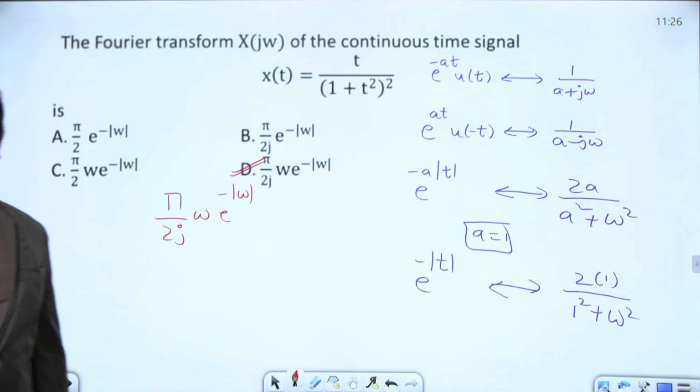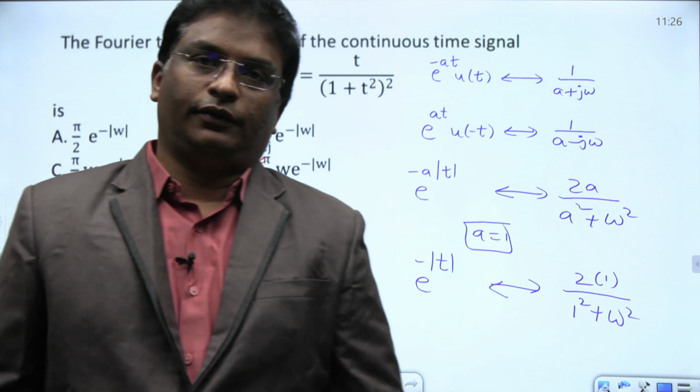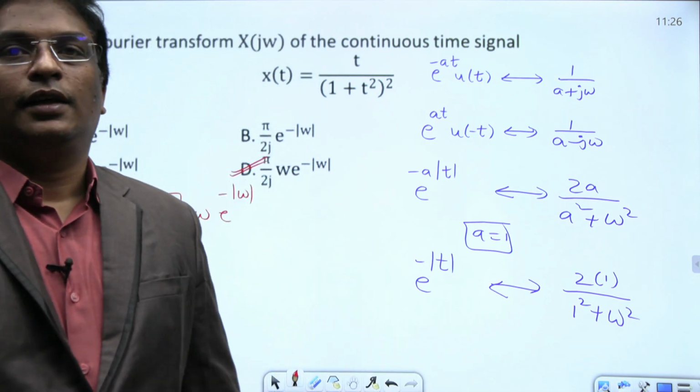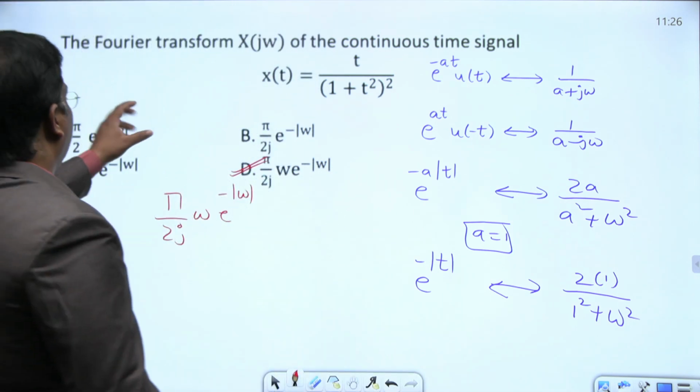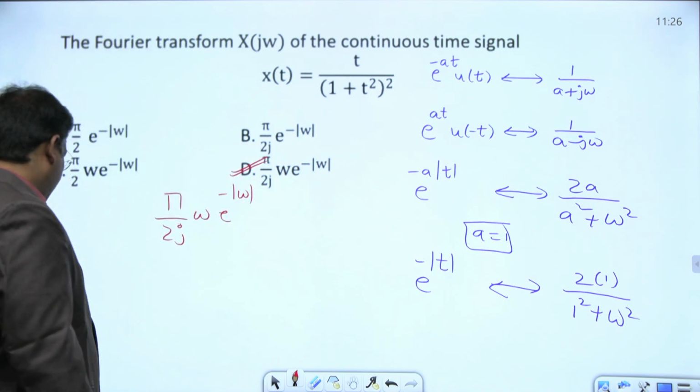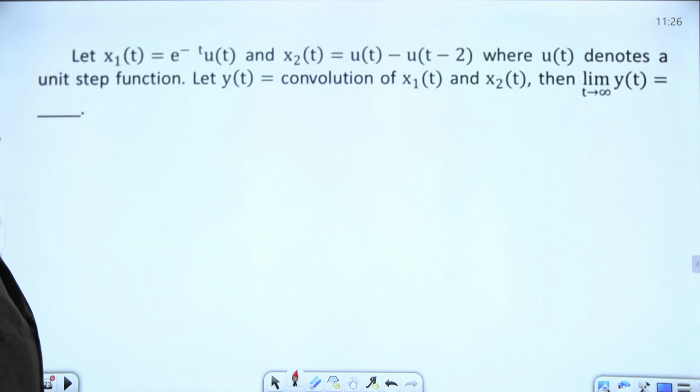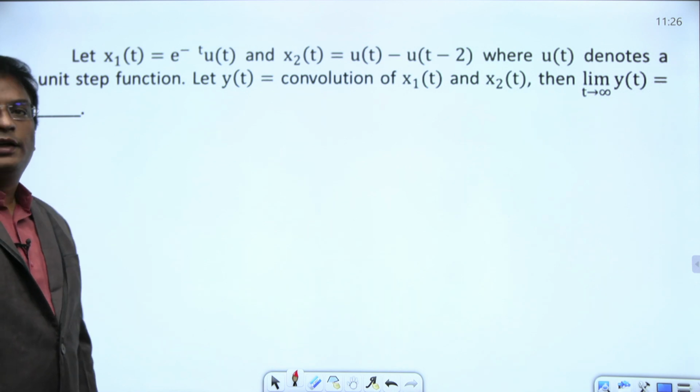That's all. Play with your Fourier transform properties here. If you do it directly by taking that integral of x of t e power minus j omega t, it takes time. Do it in a smart way, everyone. Finished. Let us move on to the next question.